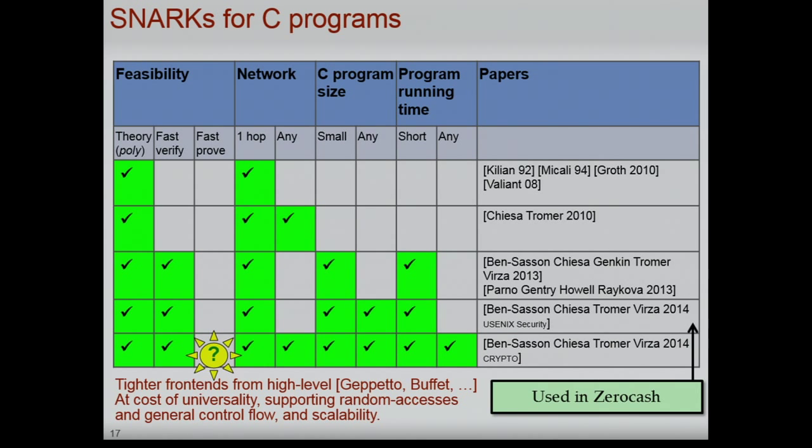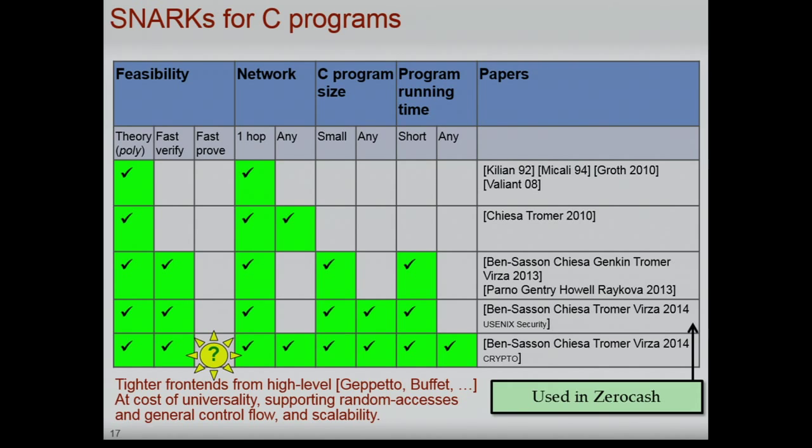They have much tighter reductions quantitatively, but at a cost in universality, in supporting random accesses and the general control flow, except for Buffet, where it does support it, but with a fallback to a performance that's comparable to these systems. And one of these is the one that we actually use in Zero Cache, which we'll get back to in a sec.